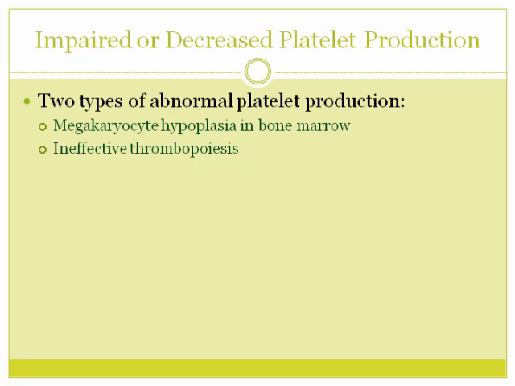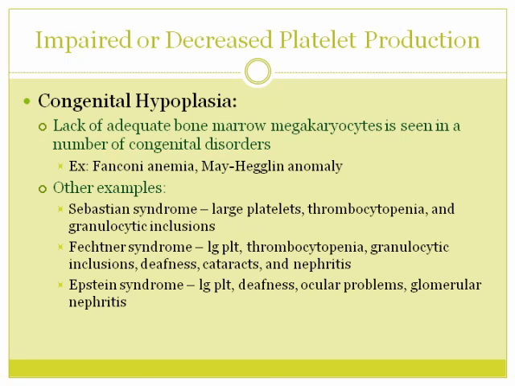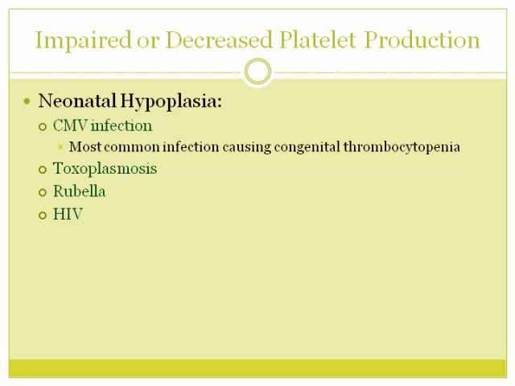This could be due to megakaryocyte hypoplasia in the bone marrow, so there's just not enough megakaryocytes to make platelets, or ineffective thrombopoiesis, in which we're just not able to produce and differentiate the platelet line properly. Congenital hypoplasia is referring to the lack of bone marrow megakaryocytes. Examples of this would be Fanconi anemia and May-Hegglin anomaly. Other examples here are seen. You can skim through them. I wouldn't worry about concentrating too much on those.